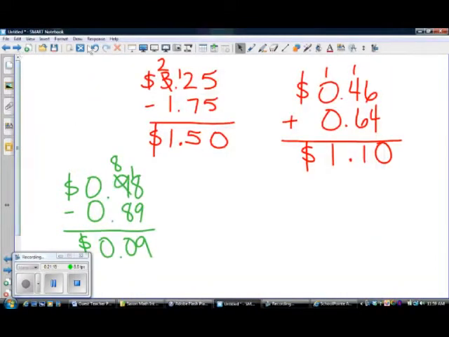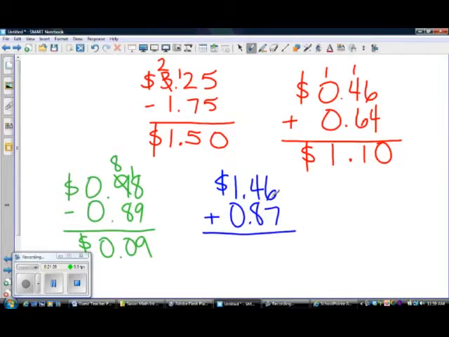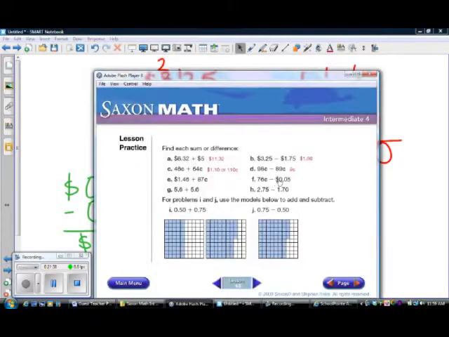$1.46 plus 87 cents. 6 plus 7 is 13. 8 and 4 is 12 plus 1 is 13. Stop, drop, decimal point, $2.33. 76 cents minus a nickel. We can do that one in our head, you guys. 76 minus a nickel is 71 cents.